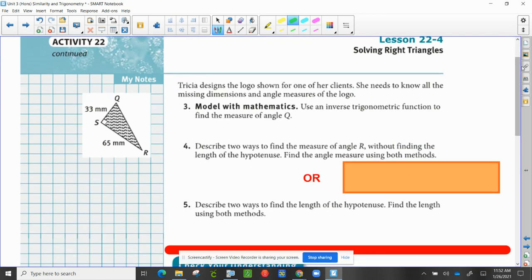Here we have this right triangle QSR. Use the inverse trig functions to find the measure of angle Q. So I'm finding the measure of angle Q here. Here's how we do that. We're going to set up our trig ratios the exact same way we did before using SOHCAHTOA.